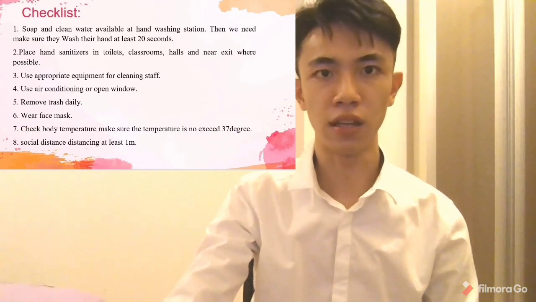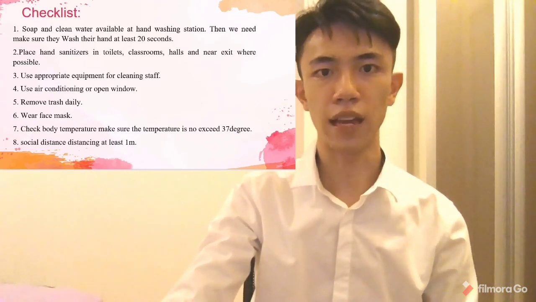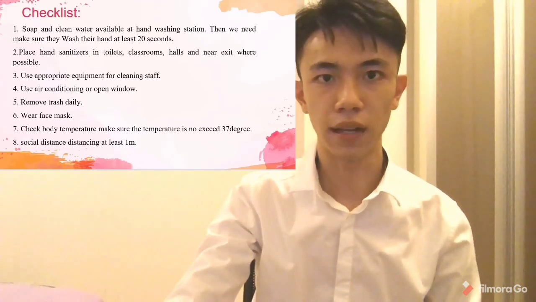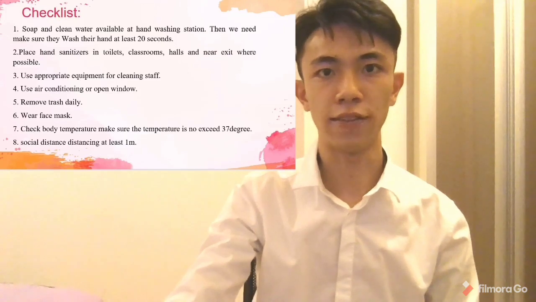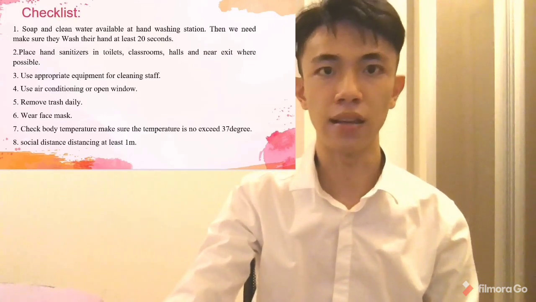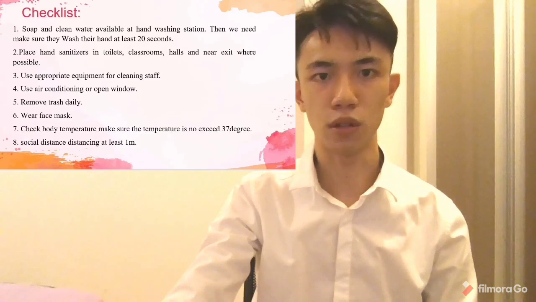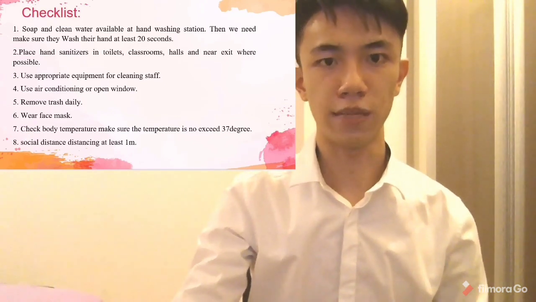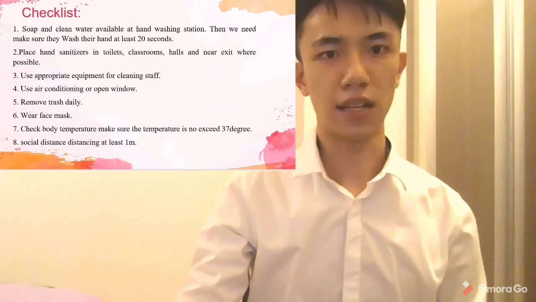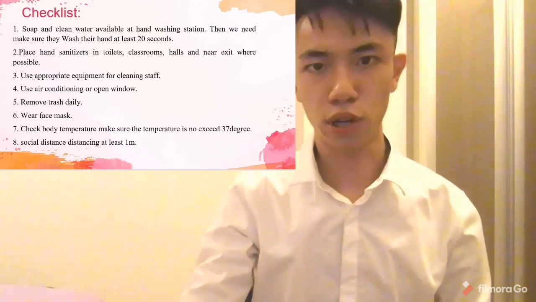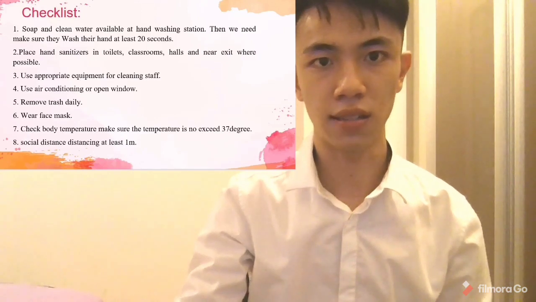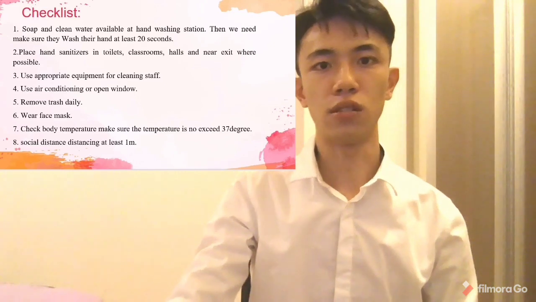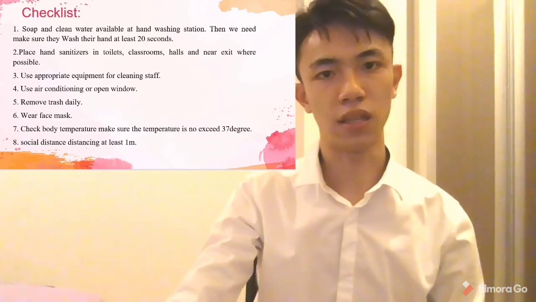Then next, we need to make sure they use the air conditioning or open the windows. Next, we need to make sure they remove the trash every day. And this is the most important: we need to make sure they wear the face mask. Next is to check the body temperature and make sure it does not exceed 37 degrees. And last, we need to make sure they keep social distance of at least 1 meter.